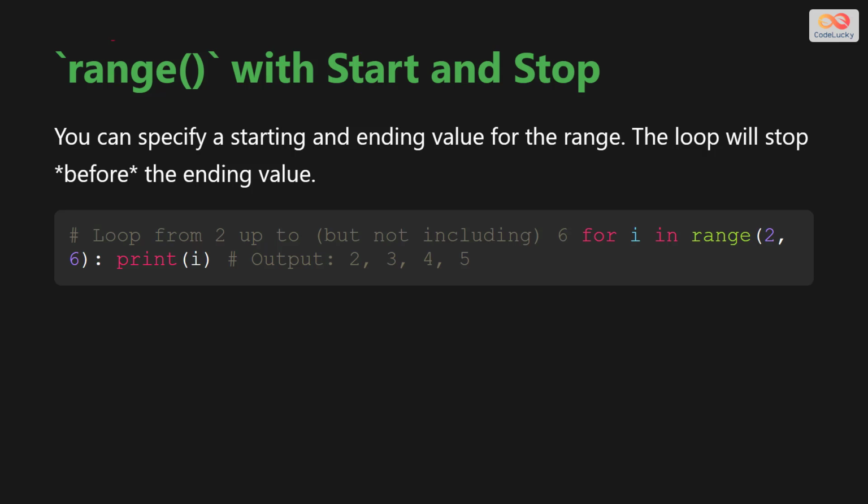The range function is quite flexible. You can also give it a starting and a stopping value. For instance, if you want numbers from 2 to 5, you can use range of 2, 6. Remember, the loop will always stop right before the second number you provide. So it includes 2, 3, 4, and 5, but stops before it gets to 6.